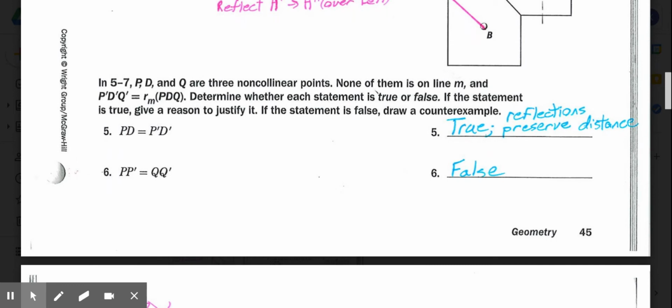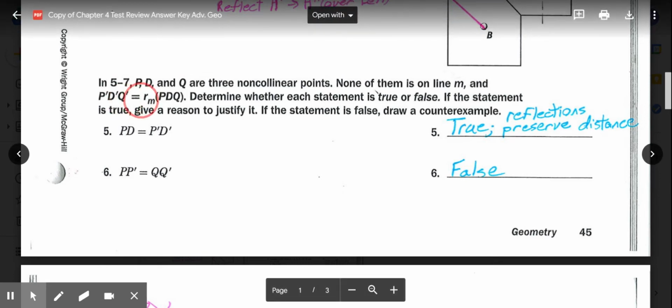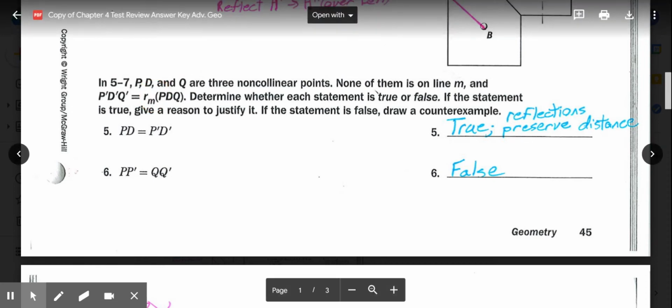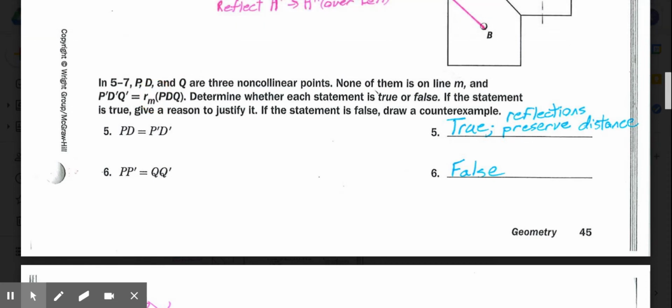In 5 to 7, points P, D, and Q are non-collinear points. None of these three are on line M, and P prime, D prime, Q prime is a reflection of PDQ over line M. What they want us to do is determine whether each of the following statements is true or false. If it's true, give a reason to justify it. If it's false, they want you to draw a counterexample. I'm not worried about the actual drawing of the counterexample. You can just tell me if it's false or not.